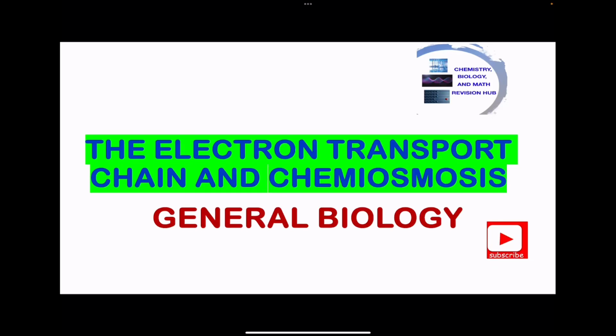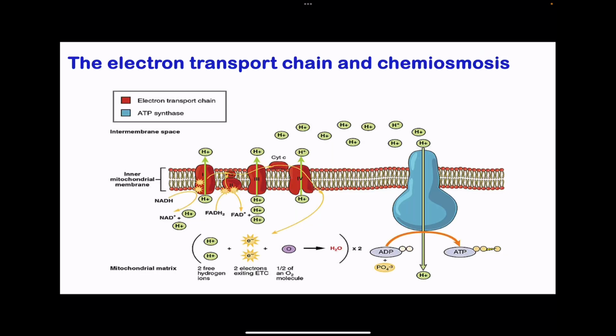Today we're doing the general biology topics and we're going to be looking at the electron transport chain and chemiosmosis. Here we have the inner mitochondrial membrane where we have the components of the electron transport chain. We can see there is complex 1, the second, the third and the fourth.